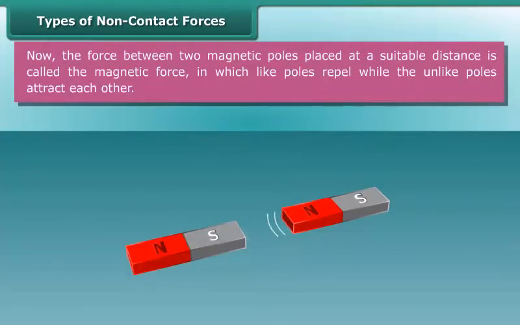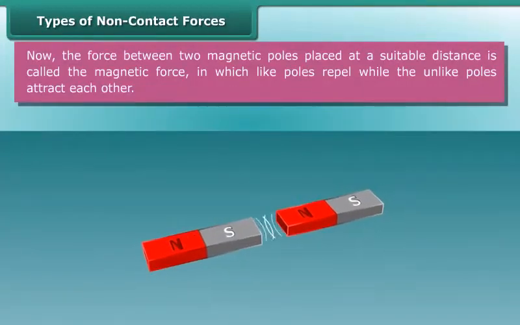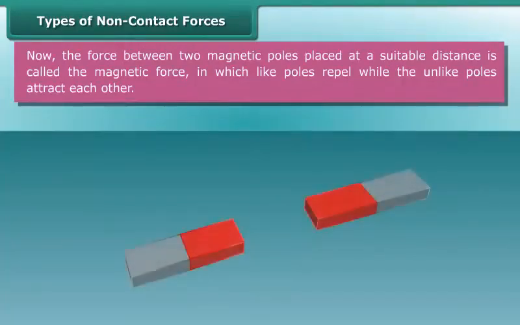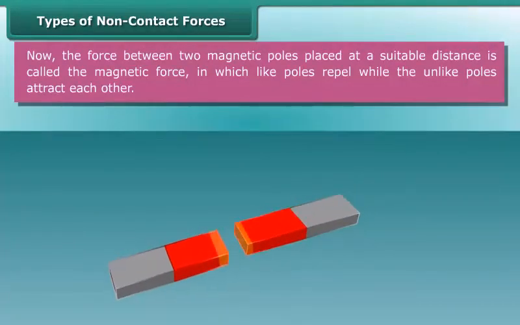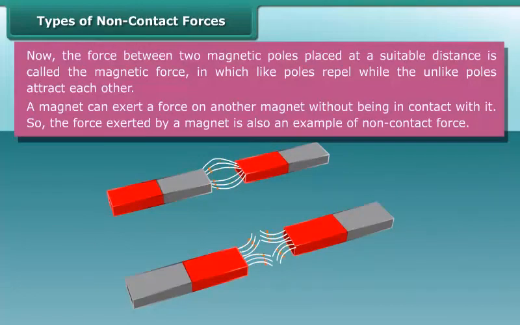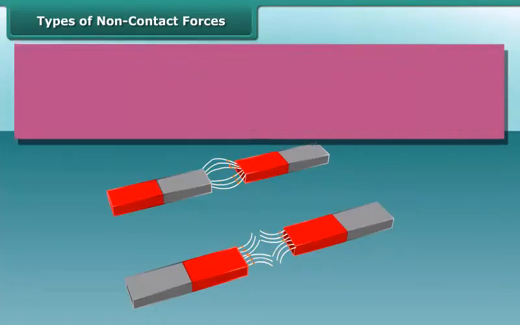Now the force between two magnetic poles placed at a suitable distance is called the magnetic force, in which like poles repel while the unlike poles attract each other. A magnet can exert a force on another magnet without being in contact with it. So, the force exerted by a magnet is also an example of non-contact force.